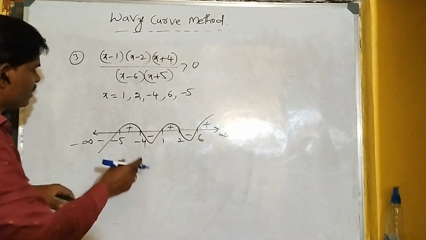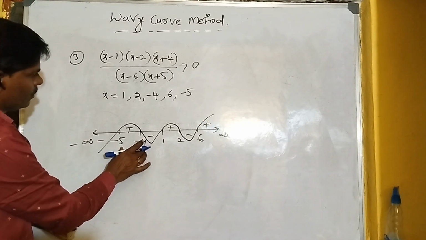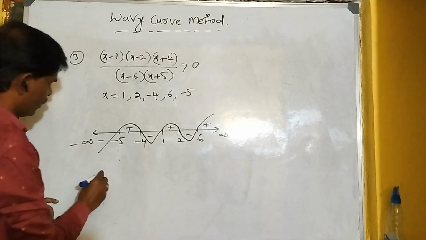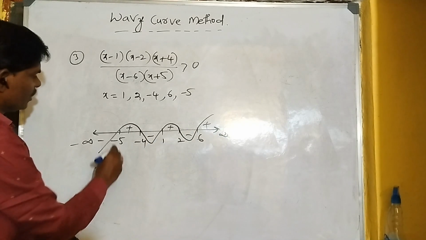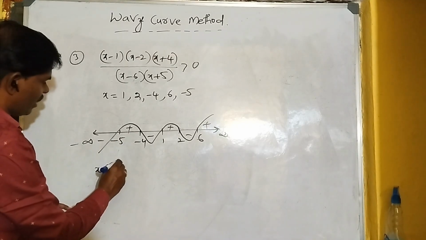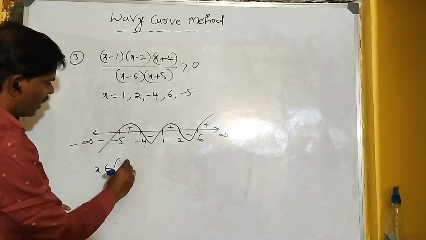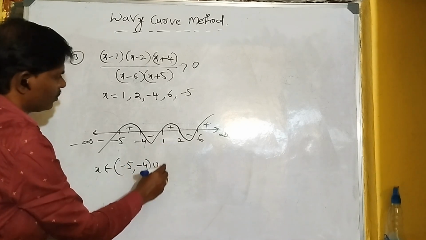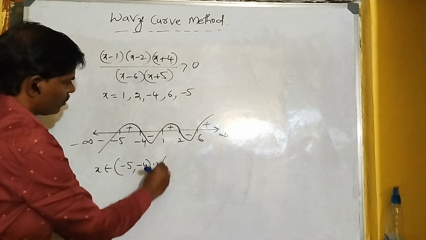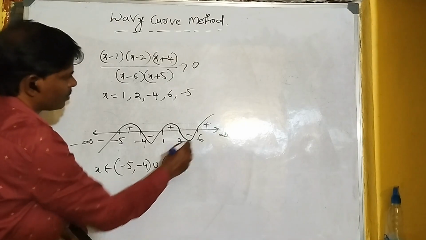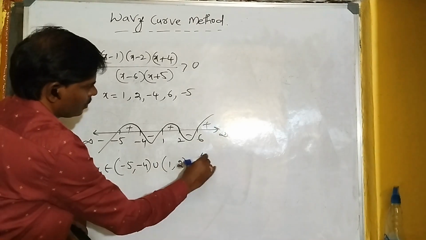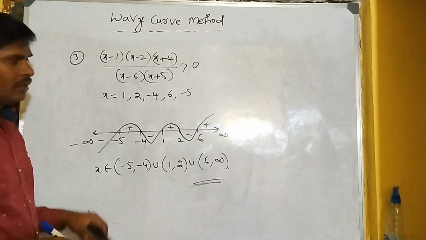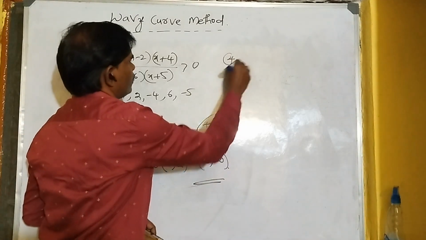Where is the positive value? This is the positive value. Next, this is the positive value. Next, this is also a positive value. Okay, x belongs to all the open intervals. Open interval -5 comma -4, union. Next, positive value, 1 comma 2. Next, positive value, union 6 to plus infinity. This is the answer.